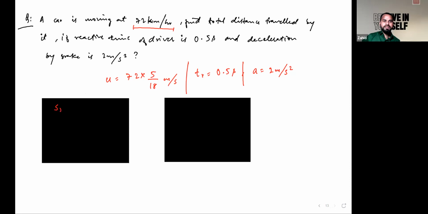Distance traveled during reaction time is u times tr. U is given, tr is given. Just put the values. Similarly, distance traveled to a stop is u squared by 2 times a. U is given, a is given. Just put their values.